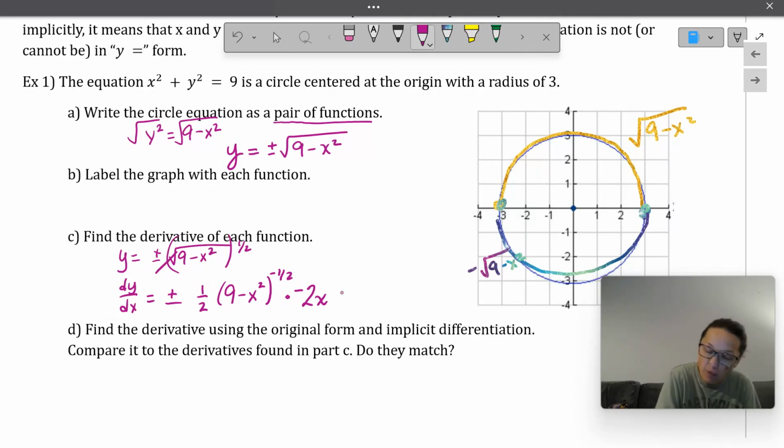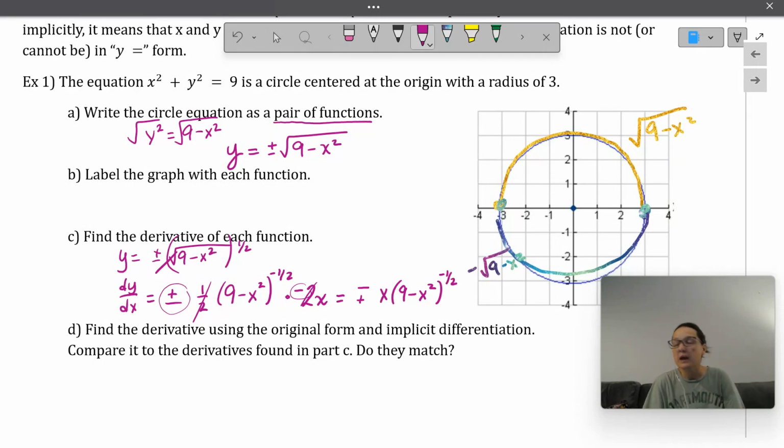And if I wanted to clean that up a little bit, if you ever have a plus minus multiplied by a negative, you can make it a minus plus. Doesn't always matter, but I'm going to do it anyway. And then 2 times 1/2 is 1, and so this is really x times 9 minus x squared to the negative 1/2. And that plus minus can be a plus minus or a minus plus. In this case, it does not matter. Okay, so I have two functions. I have two derivatives. The negative derivative and the positive derivative.